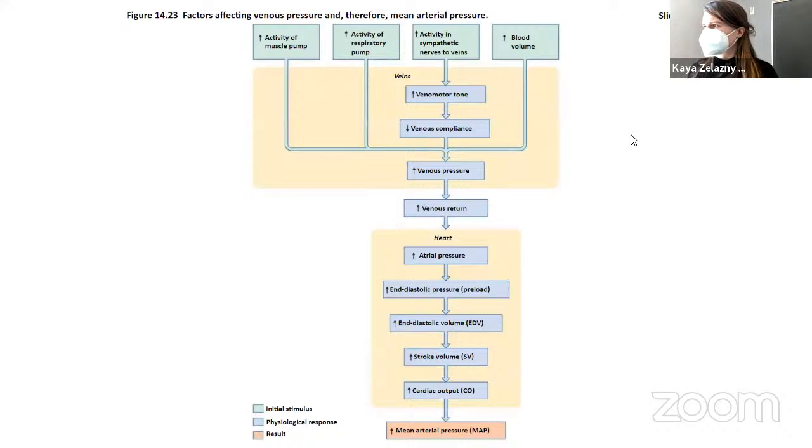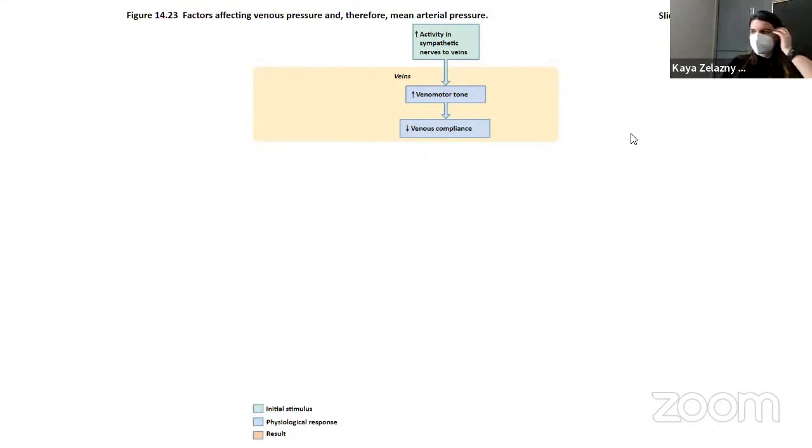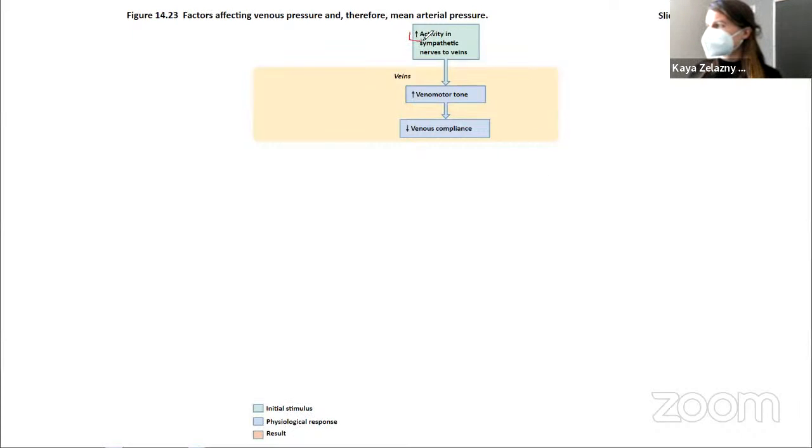We're going to start at the top. So we increase our activity in the sympathetic nerves. We're giving norepinephrine to that smooth muscle in the veins, which means we're increasing our venomotor tone. So our initial stimulus in this diagram is that sympathetic activity. An increase in sympathetic activity increases tone, and an increase in tone makes our veins a little more like the arteries, so it decreases the compliance.